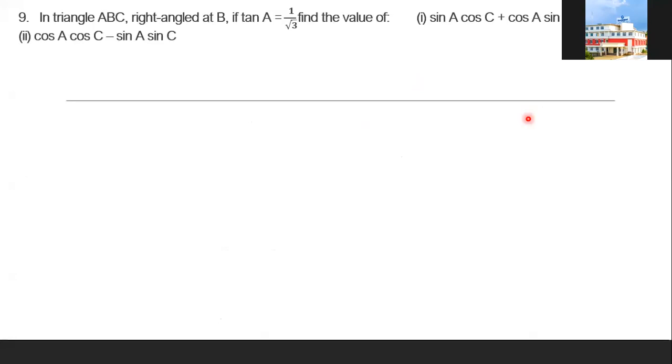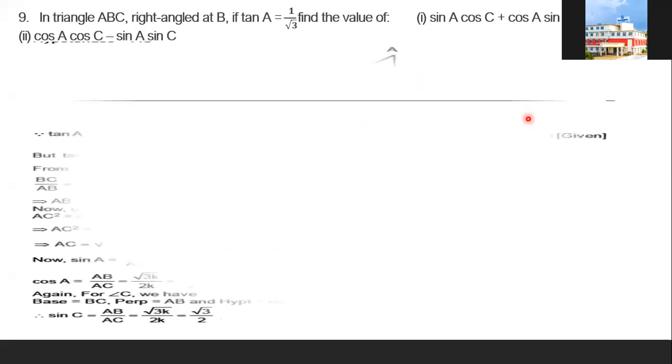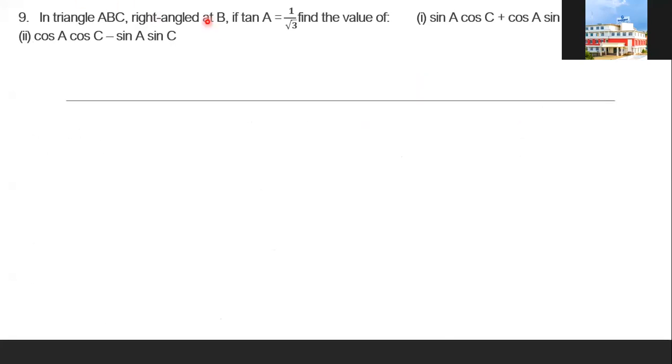In triangle ABC, right angle at B. If tan A, they gave 1 by root 3. What do you mean by tan A, children? What does tan represent? Opposite by adjacent. So what do you need to find out here? Opposite is 1, adjacent value is root 3. So what do we need to find out here? Hypotenuse. Very good. So by using this opposite by adjacent, first we need to find out the hypotenuse value.